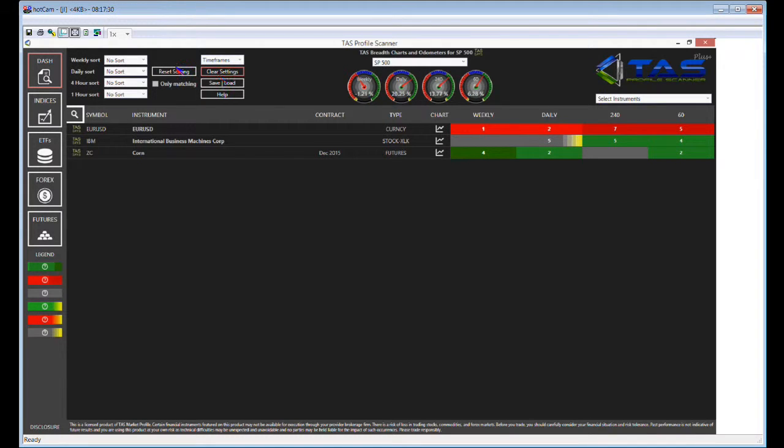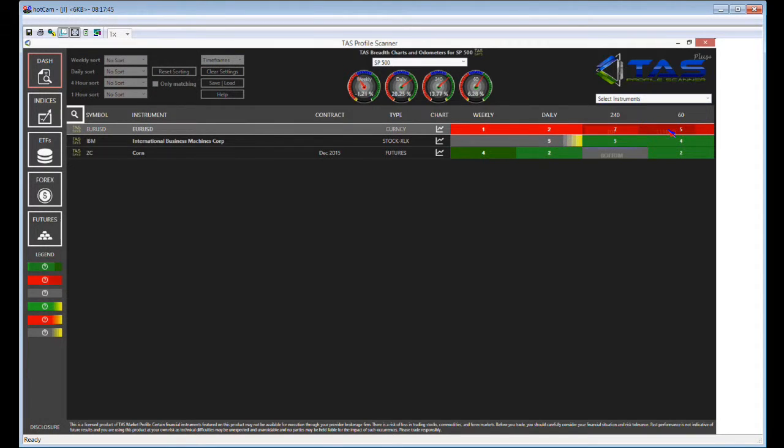Well, clear settings, reset sorting. Here we go. Do a reset, and if I want to go back and have that list up, I can go in here and load settings. Boom, here we go. It's a little crude relative to this day and time, but put it on the board, and you can monitor your instruments of when things are happening.